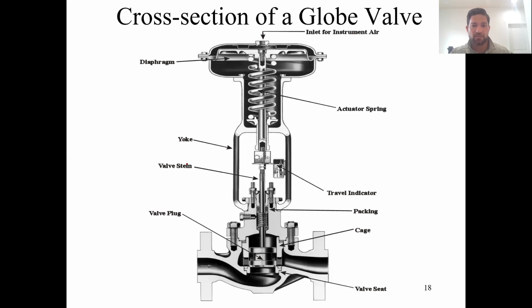Here's a schematic of a flow valve, or a globe valve, and this is typically used as a control system. Up at the top, there's an inlet for instrument air, and you can see there's going to be a diaphragm. The instrument air is going to come and push against this diaphragm and cause this spring to flex. So as the instrument air increases the pressure, it's going to push the valve stem down, and as you decrease the pressure, the spring is going to push backwards and push the air up.